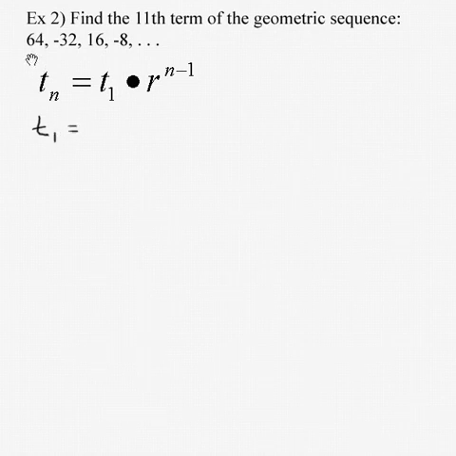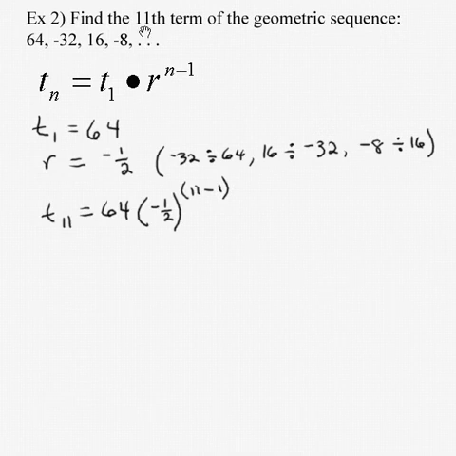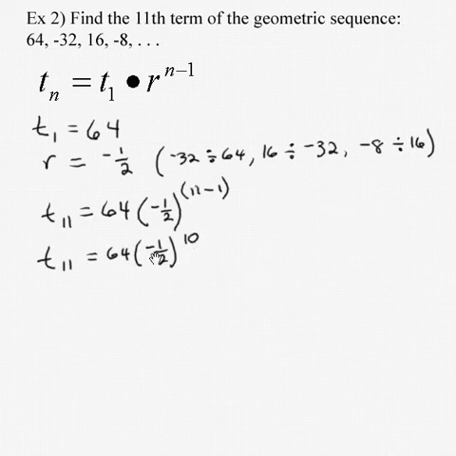So let's start with the obvious. T1, the first term, is 64. Let's look for that common ratio. It should be the same thing we get when we take the second number divided by the first, the third number divided by the second, and the fourth number divided by the third. It's negative 1/2. Yes, we can have fractions for our common ratios. To find the 11th term then, it's t sub 11 equals 64, the first term, times negative 1/2 to the 11 minus 1 power. Well, 11 minus 1 is 10.